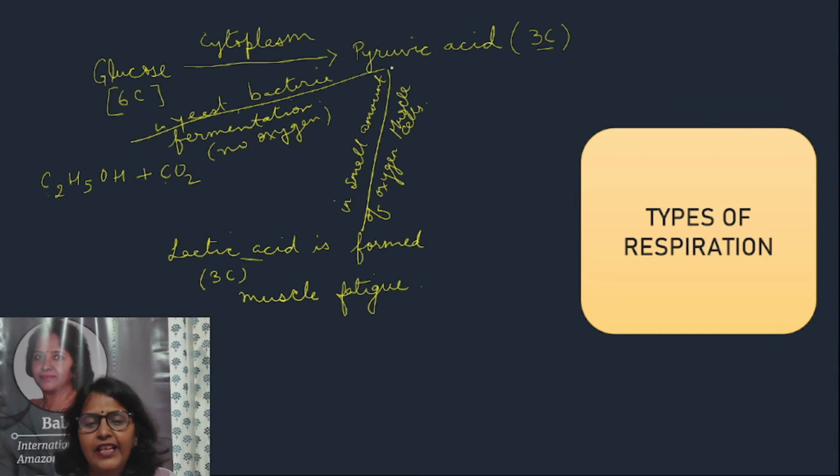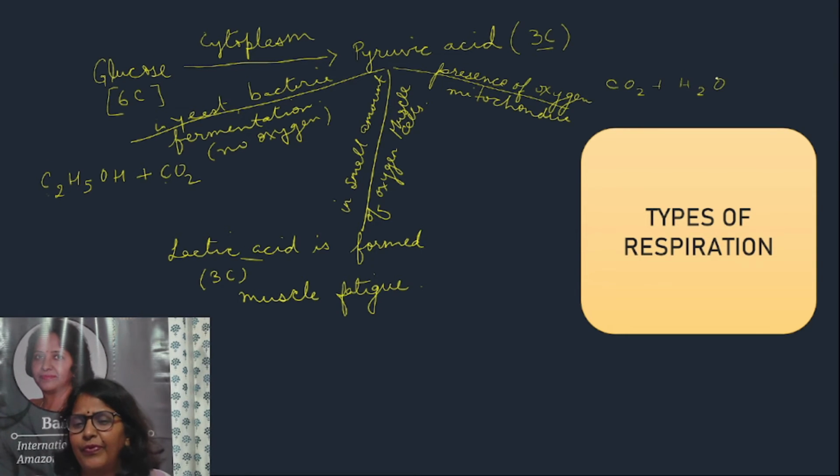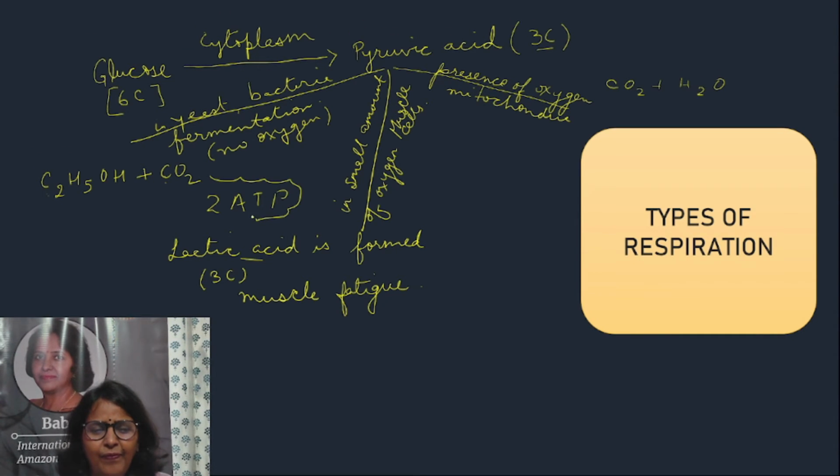And the third one is in presence of oxygen. Enough oxygen is present and it takes place in mitochondria. What will happen? This will get converted to CO2 plus H2O. In these two processes, only 2 ATP molecules are produced.